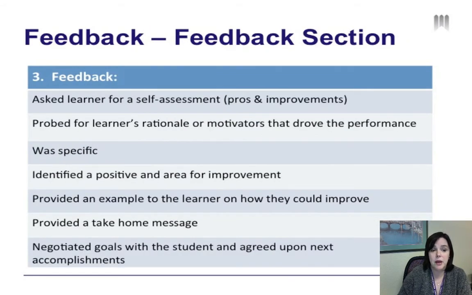Regarding feedback, the one thing I want you to take away from here is to ask the learner for their own self-assessment up front: what they did well and an area they could improve on. If there's something specific you observed, ask them why they did something. This is really important, and probe for their rationale, because if you can understand the logic behind what they did or why they did it, you can correct a misconception or a knowledge deficit. Sometimes people do things for logical reasons, and if you ask that why question, you can understand that and fix the behavior.